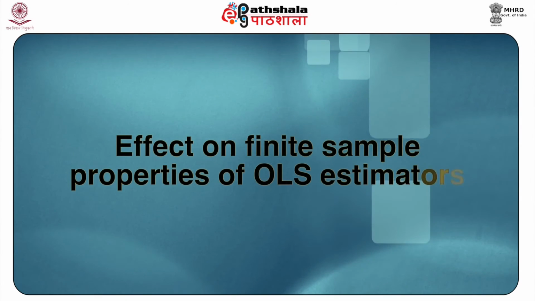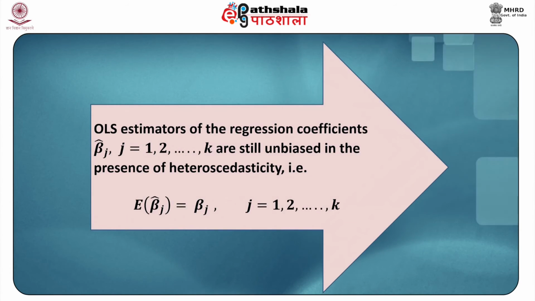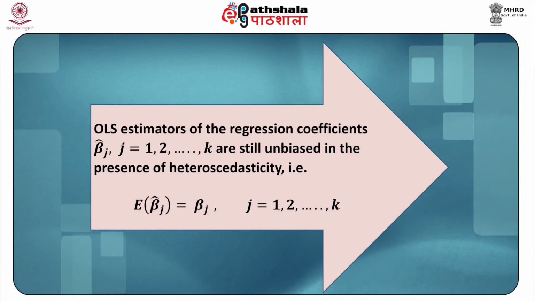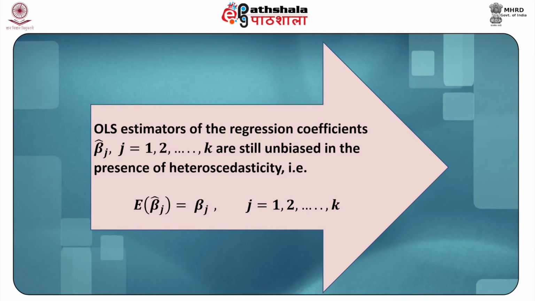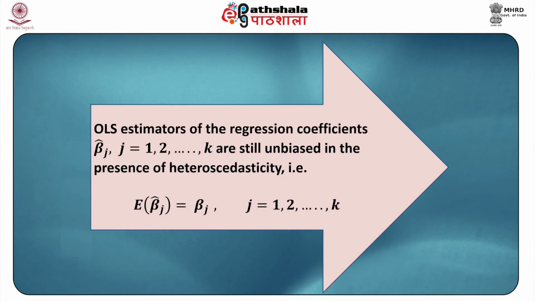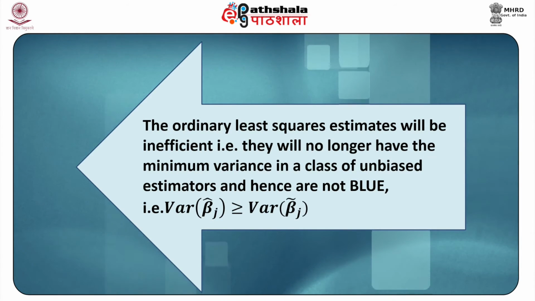Look at the effect on finite sample properties of OLS estimators first. The OLS estimators of the regression coefficients beta j hat, where j may change from 1 to k, are still unbiased in the presence of heteroscedasticity. That is, expected value of beta j hat is equal to beta j, where j is equal to 1 to k. The second point we want to make is that the ordinary least squares estimates will be inefficient.